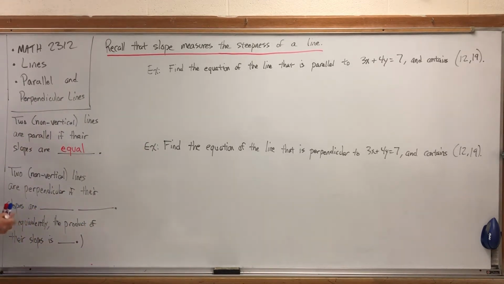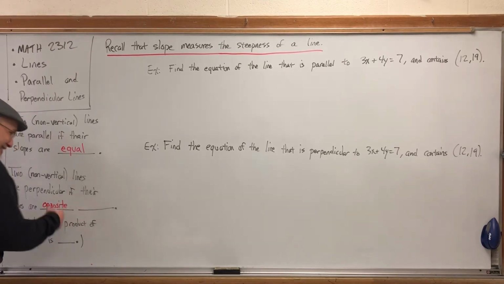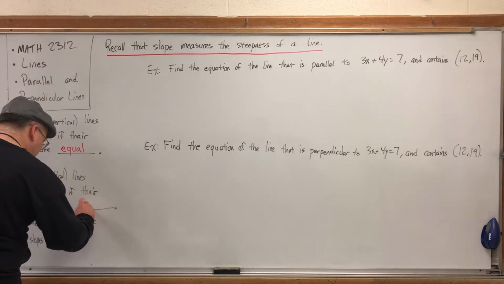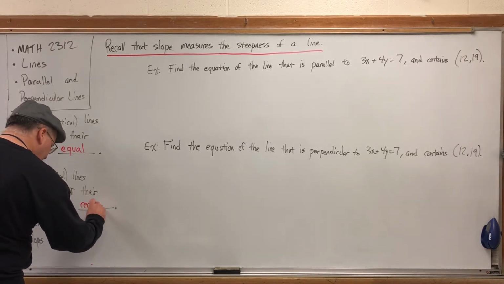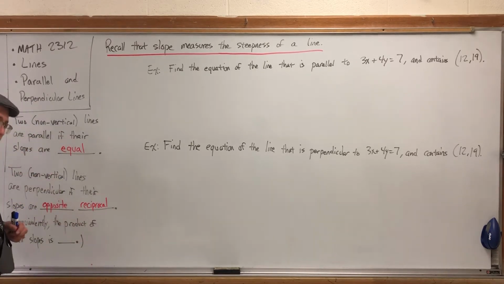Well, first, let me just give you the review, because this is a review, but the teacher in me can't just say, here it is. I have to back it up a little bit. Two non-vertical lines, again, same reason, because a vertical line has no slope. Two non-vertical lines are perpendicular if their slopes are opposite, meaning one is positive and one is negative, so opposite in sign, and reciprocals, meaning that if you turn one of them upside down as a fraction, you get the other one.